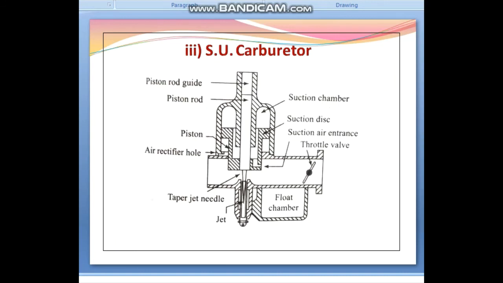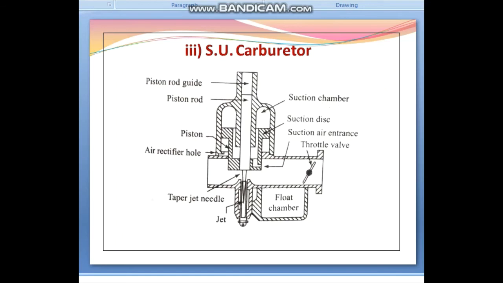Okay, so the weight of the piston is constant and always acts down. The vacuum in the suction chamber always tends to move the piston upward. Therefore, at a particular instant, the position of the piston is balanced by the weight and the constant vacuum produced above the piston. In starting, a rich mixture is needed by the engine, which can be obtained by pulling the jet downwards with the help of the lever attached to it.